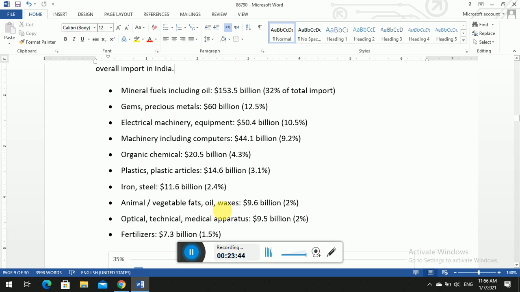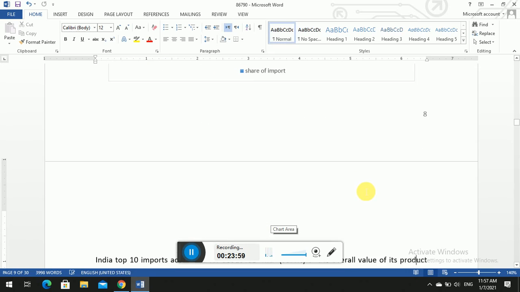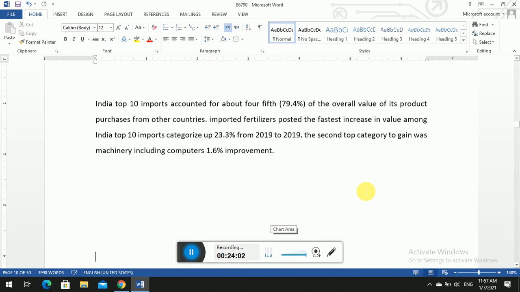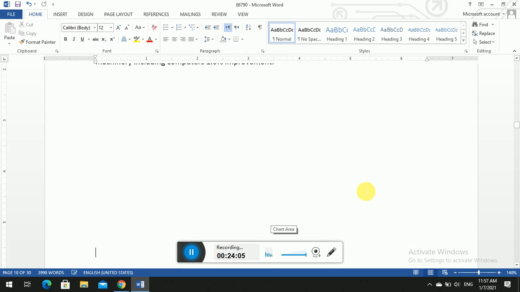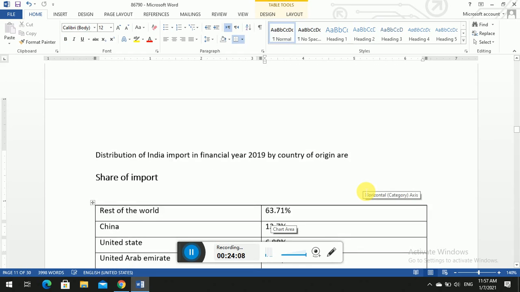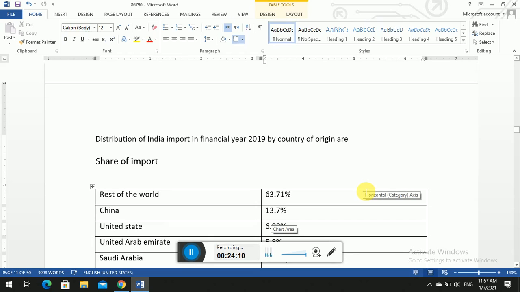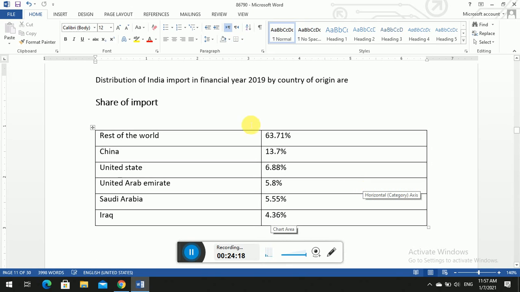Iron, animal and vegetable fats, oils, waxes, 9.36 billion. Optical, technical and medical machineries or equipment, 9.5 billion. Fertilizers, 7.3 billion. So these are India's top imports. We have discussed this for 2019. From which countries they are having more imports, as far as their economy is concerned. Let's see their highest imports from the rest of the world.